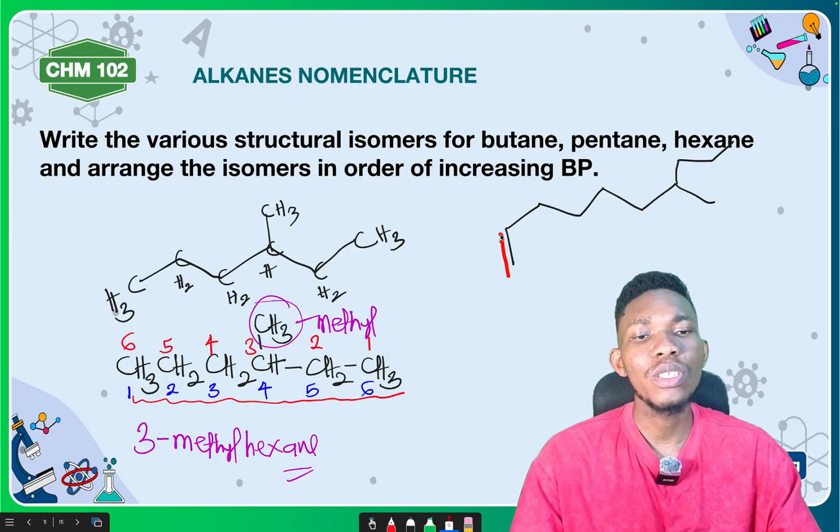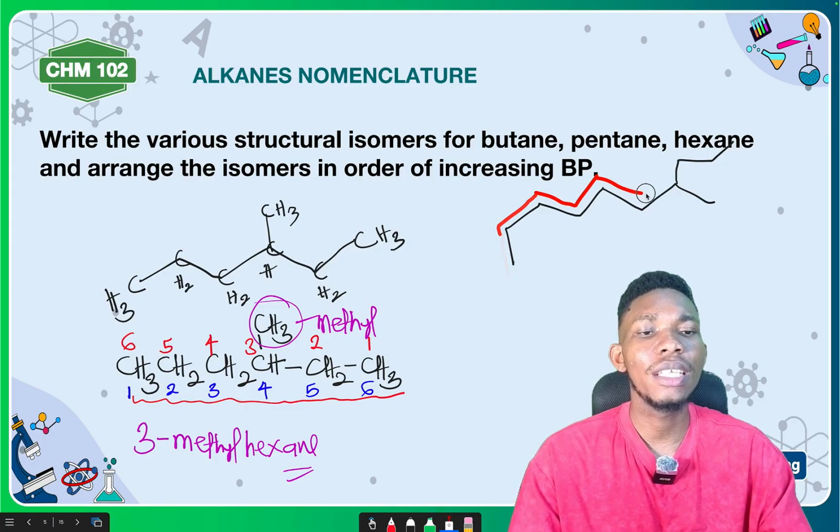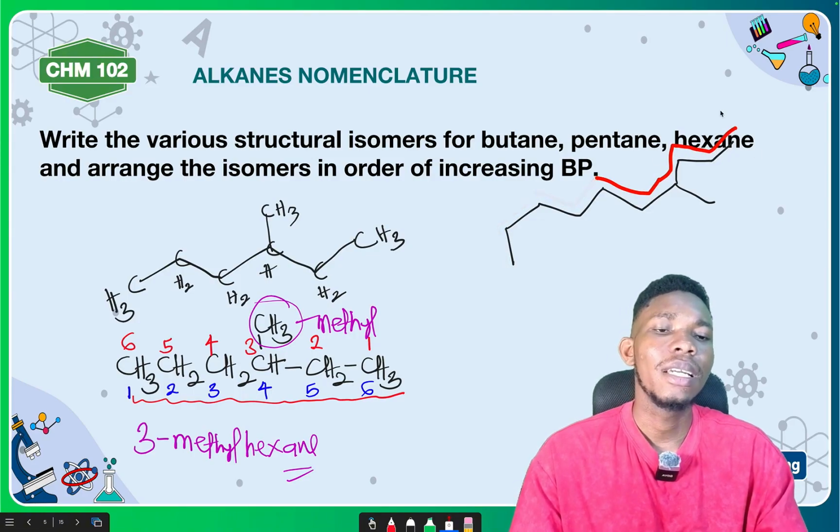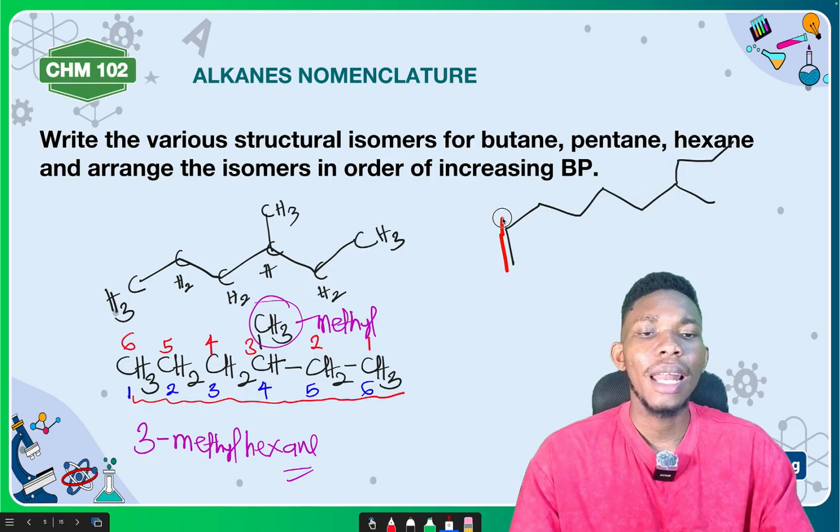This is not a substituent. This is not a what? A substituent. It's part of the chain. Are you getting it? So, the longest continuous chain is the one that runs this way like this. Now, the next question is, where are you going to number from?